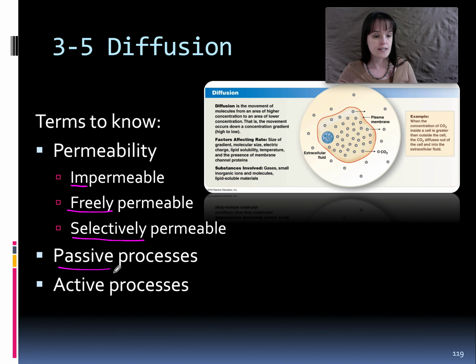Passive processes are processes that do not require ATP to move stuff across the membrane, and active processes require ATP, which is a high energy compound. So when I say ATP, it sort of means energy, but specifically it means ATP. So it requires energy, specifically ATP, to move stuff across the membrane.